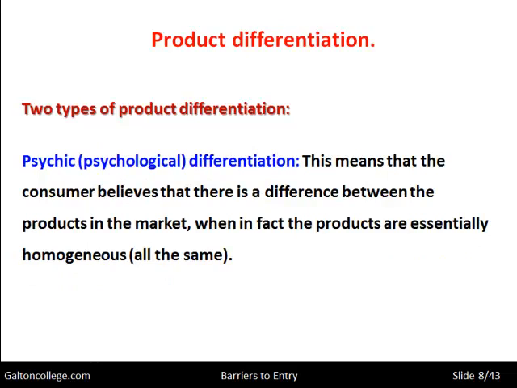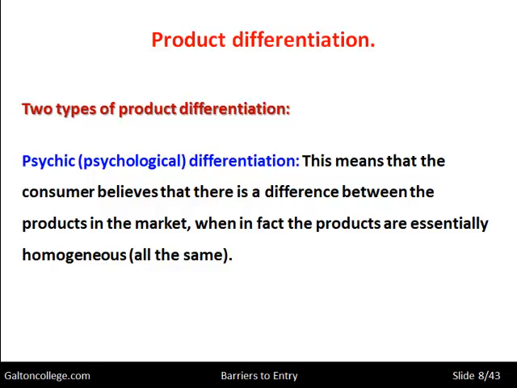The second type of product differentiation is psychological. It's psychic, or psychological differentiation. This means that the customer believes that there is a difference in the products in the market, when in fact the products are essentially homogeneous. They're essentially all the same. But in the mind of the consumer, they are different.